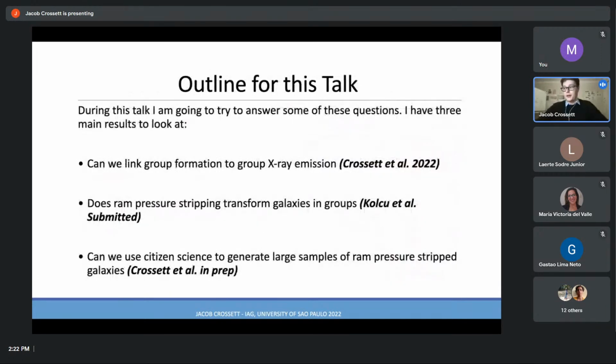So for the rest of the talk, I'm going to focus on a few of these questions, with a few answers that maybe are in these papers. And these three main results are what I'm looking at. The first one is linking the formation of the group to the X-ray emission from the intra-cluster medium. The second part I'm going to look at is ram pressure stripping, and whether we see that in group environments as opposed to those larger clusters. Finally, I want to investigate the idea of using citizen science and other ways of looking for large samples of ram pressure stripped galaxies to learn more about these transforming objects.